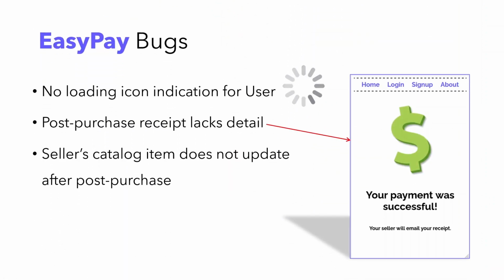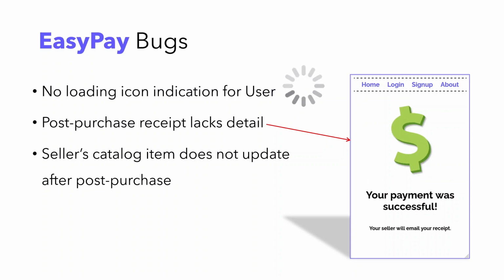So as far as bugs go, there's really no loading icon for the user. If they're clicking buttons but it's taking some time on the API, the user might end up clicking more and more buttons because they don't know that something's happening. There's no loading indication, so the user can just keep clicking stuff, and this could duplicate entries. Impatient, bad user experience.